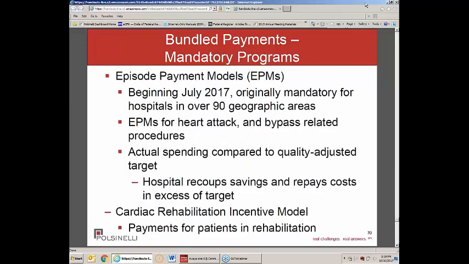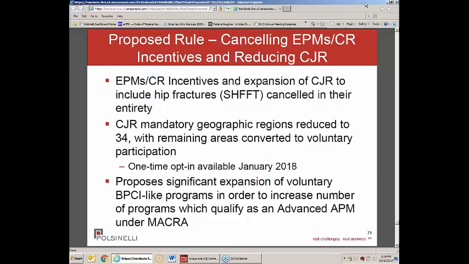Next slide. There are various other episode payment models beginning in July 2017. They were originally mandated for hospitals in over 90 geographic areas for heart attacks and bypass-related procedures. Similar to the other models we're talking about, your actual spending is compared to a target price, and the hospital gets to recoup the savings and/or repay costs in excess of the target. We're also moving into a cardiac rehabilitation incentive model as well. You can move to the next slide.